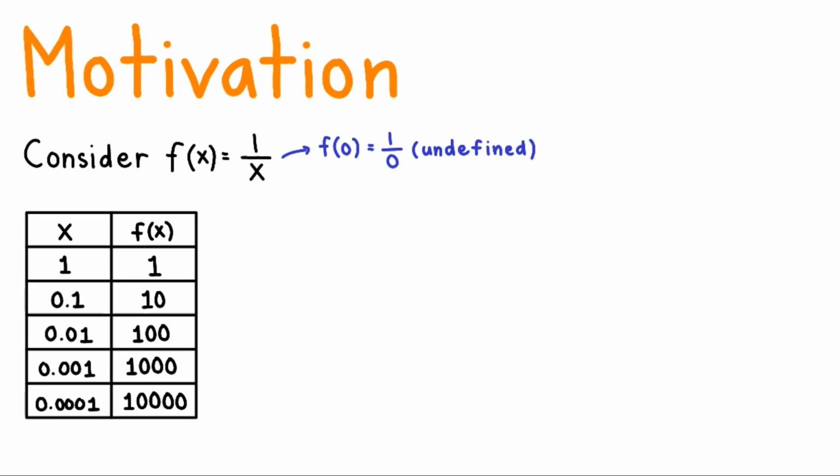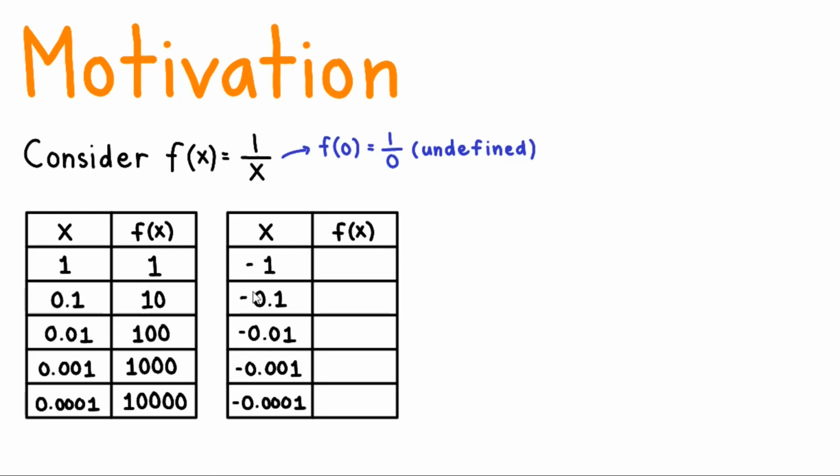Now let's try to inspect the values close to x equals 0, but from the left. So these are negative values. And let's try to find f of x. So at x equals -1, we'll have 1 over -1, so this is just -1. At -0.1, we'll have 1 over -0.1. Move the decimal places and we'll get -10. We do the same again for the remaining, so we'll have these.